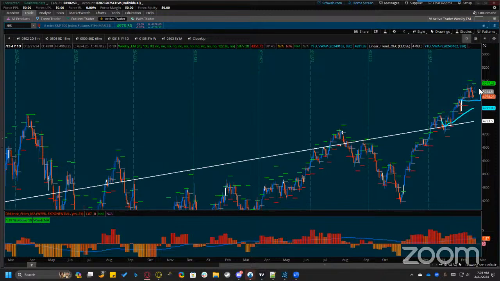So this is going to either turn out to be a topping pattern and we work our way back down, or this is just another digestion period and we work our way back up. Yeah, it is a massive head and shoulders that's forming, but we don't have the right shoulder yet. We have a head and we have a left shoulder, and that's it.